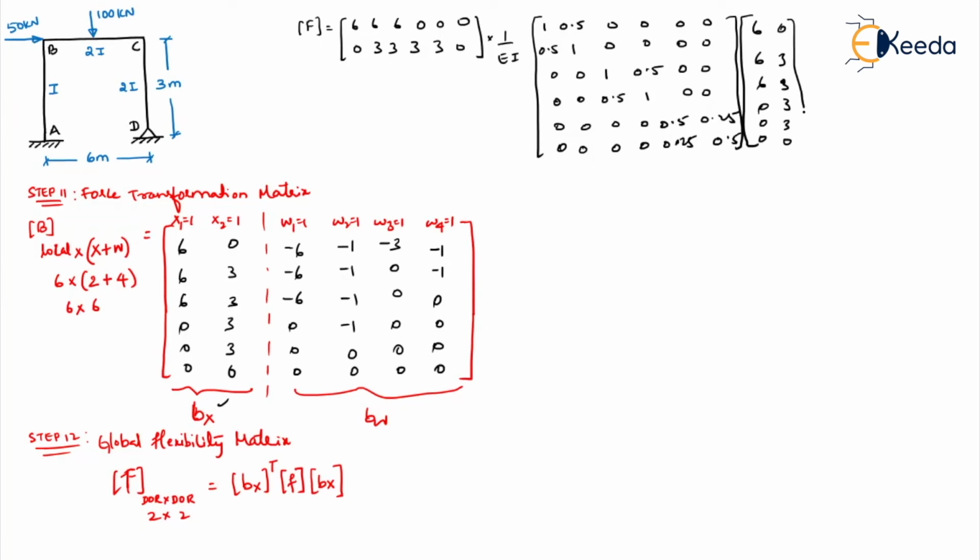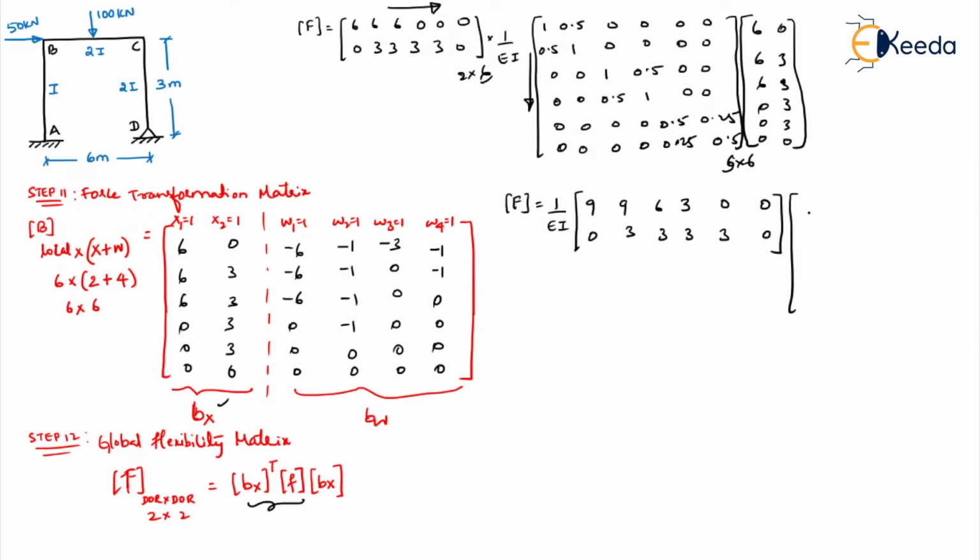6, 6, 6, 0, 0, 0, 0, 3, 3, 3, 3, 0. Right, always you have to do these two multiplications first. So this is a 2 into 6 matrix. This is a 6 into 6 matrix. This and this are the same. So you'll get a 2 into 6 matrix. 1 by EI is common. What are the values? 9, 9, 6, 3, 0, 0. How will you multiply these rows with these columns? If you do, you'll get these results: 0, 3, 3, 3, 3, 0.